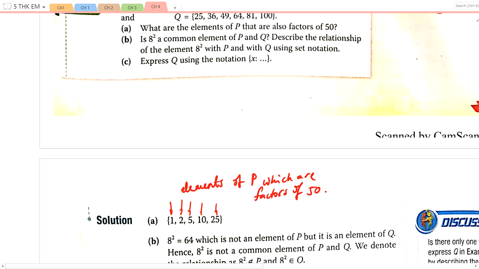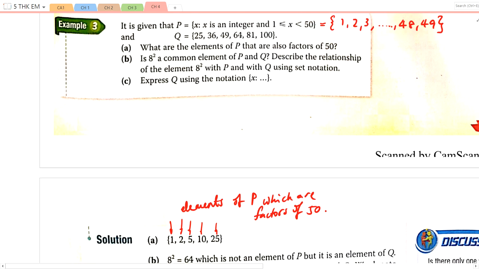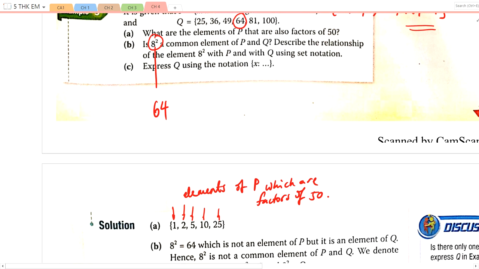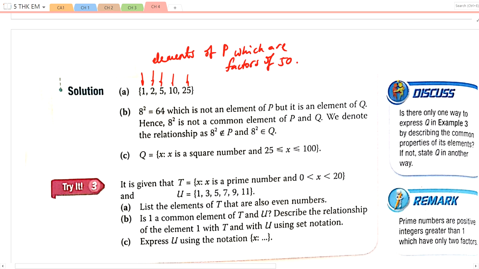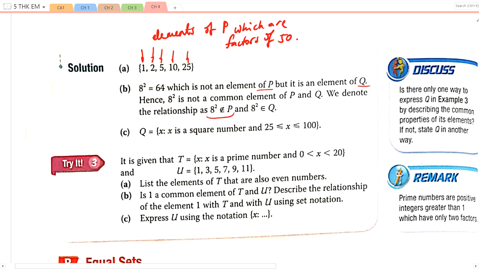Then in part B, 8 square. 8 square is actually the same as 64. So the question is, is 64 a common element of P and Q? We can see that it is part of Q, but it is not found inside P. So the answer is no. So it's not an element of P, but it's an element of Q. And this is how we represent it. 8 square is not an element of P, but 8 square is an element of Q.